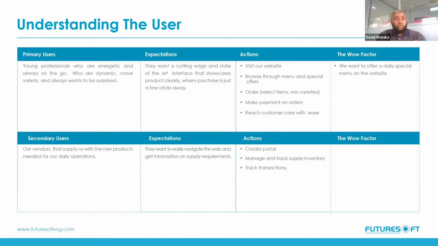So maybe trying to talk to key personnel of this business, trying to understand them, and also carrying out research in collaboration with them or based on data they already have access to and are giving to you. So you find out who their primary user is. In this case, I've mapped out young professionals who are energetic and always on the go, who are dynamic, crave variety, and always want to be surprised.